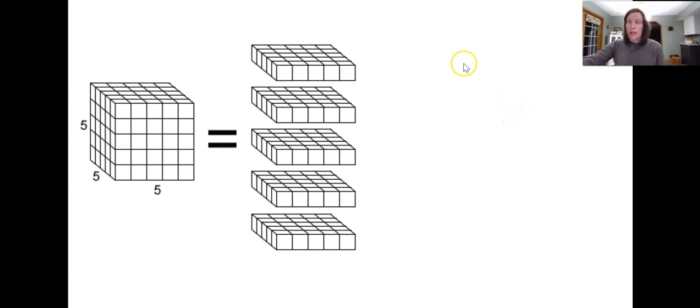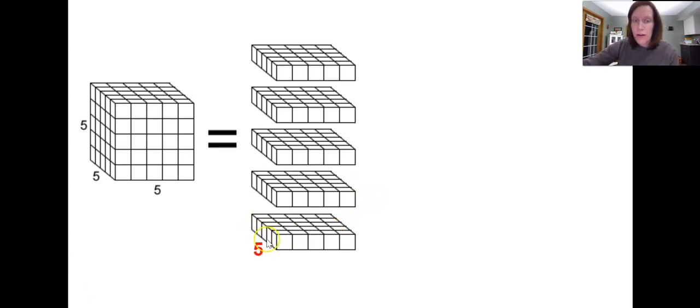Here's what it would look like if we had a larger one. As you can see, when we look at this original cube, there are 5 across the front, 5 going back, and 5 stacked on top of each other. So what I've done here is taken that and split it into the 5 layers. When we're trying to find volume, what we want to know is how many of these cubes it would take to fill that entire thing? So we're going to go layer by layer.